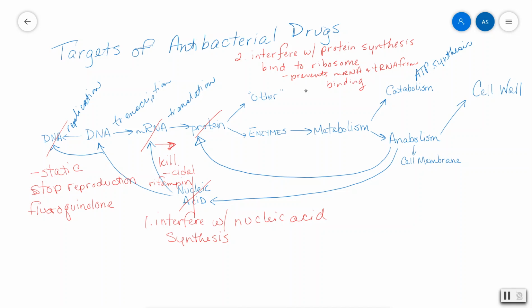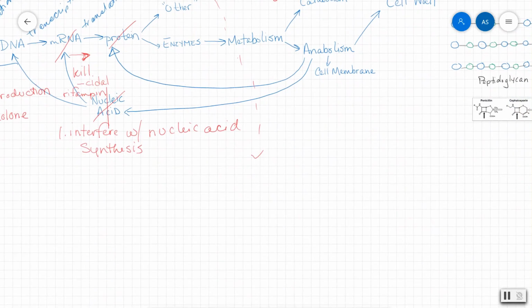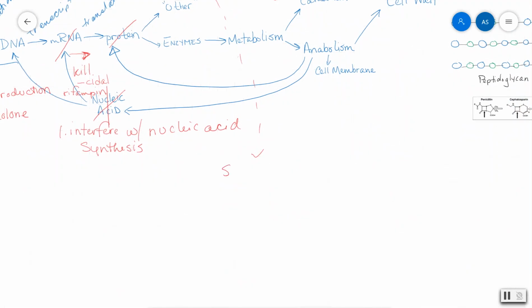Now this is going to bring us to another topic, and that topic is selective toxicity. One of the things we want our drugs to do is harm the bacterium, but not us.